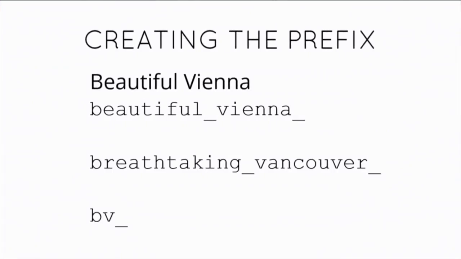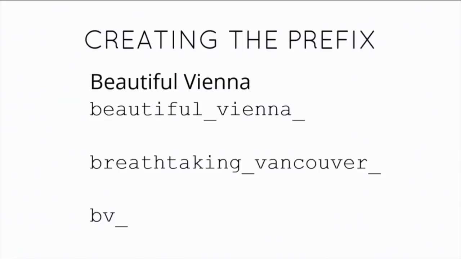So how do you go about creating a prefix? Let's say I'm creating a theme called Beautiful Vienna. I'm not really great at choosing names. So you would do something like beautiful_vienna_. But I have seen some people who wanted to use initials, like bv_.